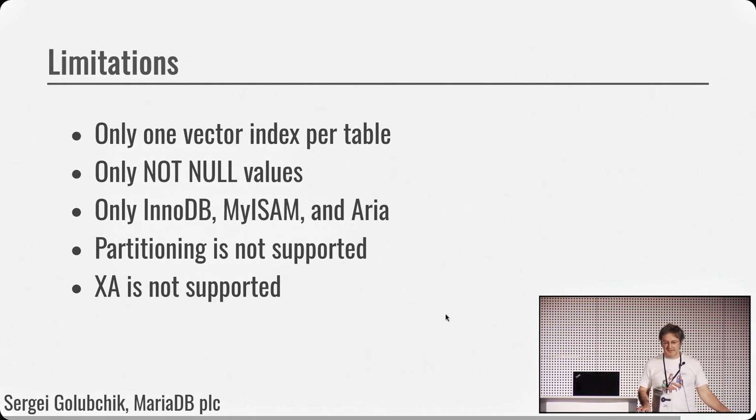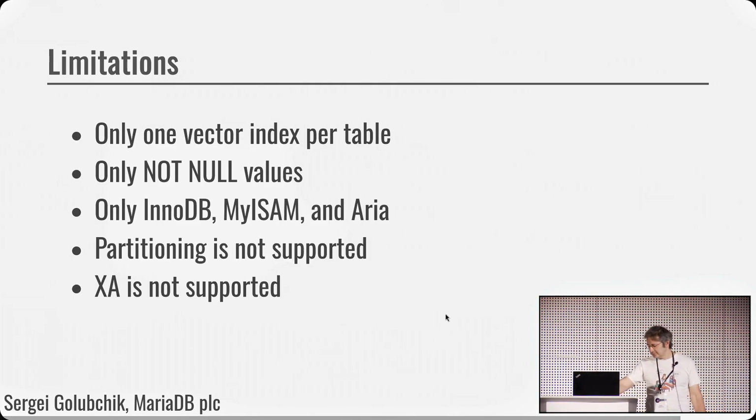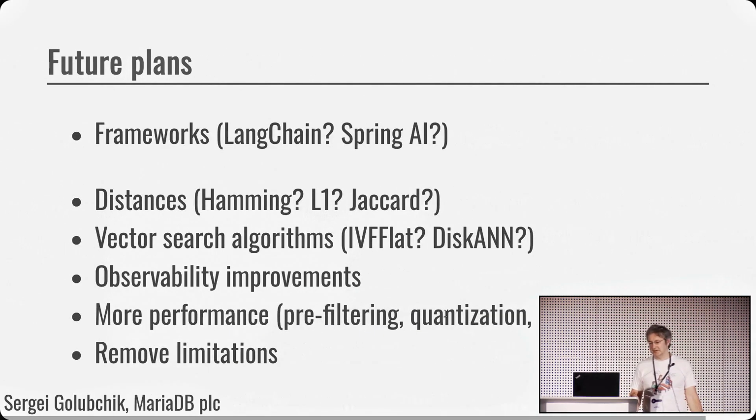This is the first release of our MariaDB vector search, so it expectedly comes with some limitations. Currently, you can only have one vector index per table, and it cannot index null values. It only works on InnoDB, MyISAM, and Aria storage engines. It doesn't support partitioning and doesn't support XA. And we plan to work on removing those limitations.